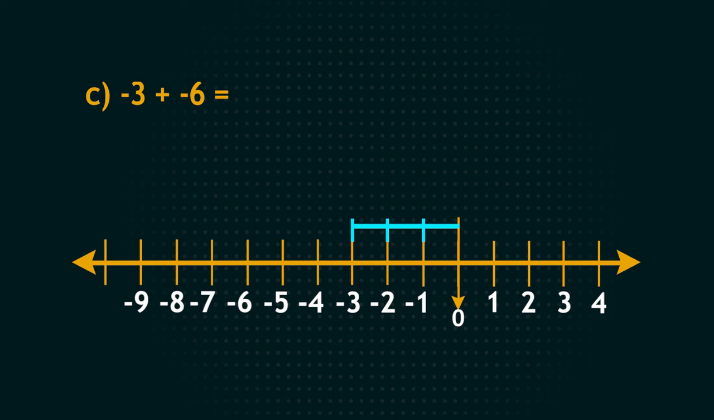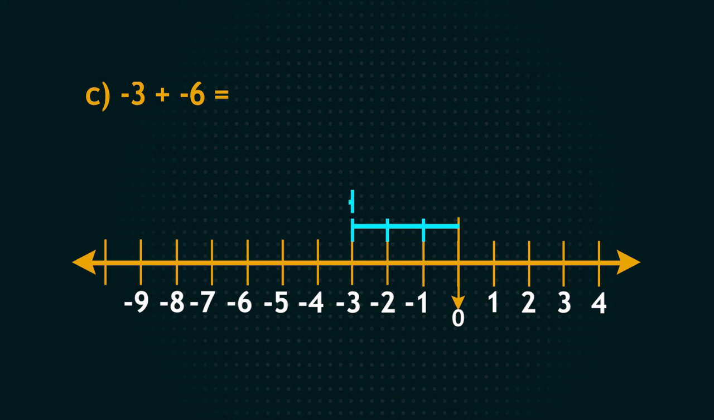But because the next number we are adding is also a negative, that means we shall have to continue in the same direction. But we don't go back to 0, remember? We have to start from where we have stopped. That means now we have to start from negative 3. Then we also make other 6 steps from there, moving in the same direction, because 6 is also a negative.